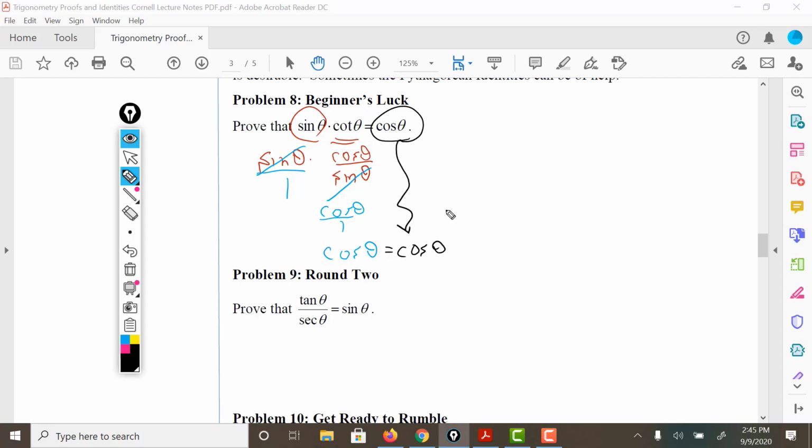So what we did in this problem is that we proved that the left side is equal to the right side. And all we did was mess with the left side.